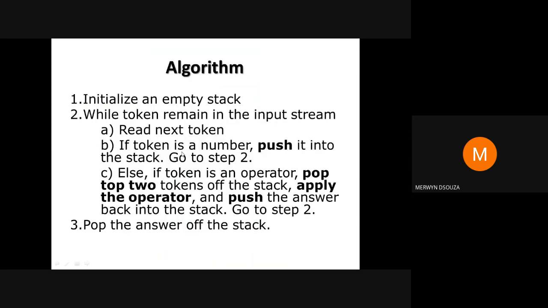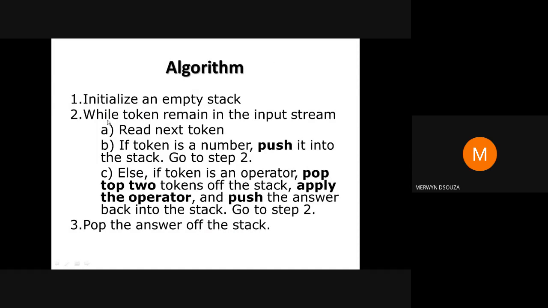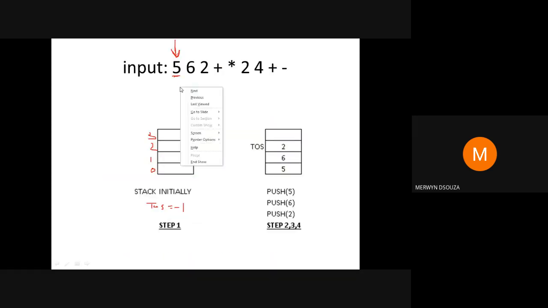In step 2, I check whether tokens are remaining in my input. Tokens means these individual numbers and operators. So we check whether any tokens are remaining. Since I'm starting with the algorithm, all of them are remaining, so the while statement is true. Tokens are remaining, so I go to step 2a, read the next token. The first token is 5.